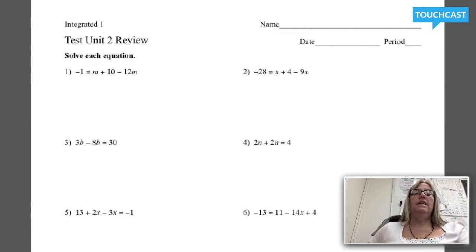So I'm going to do the odds for you. I'm going to start with number 1. So the first thing you want to do is draw your line at the equal sign, like that.